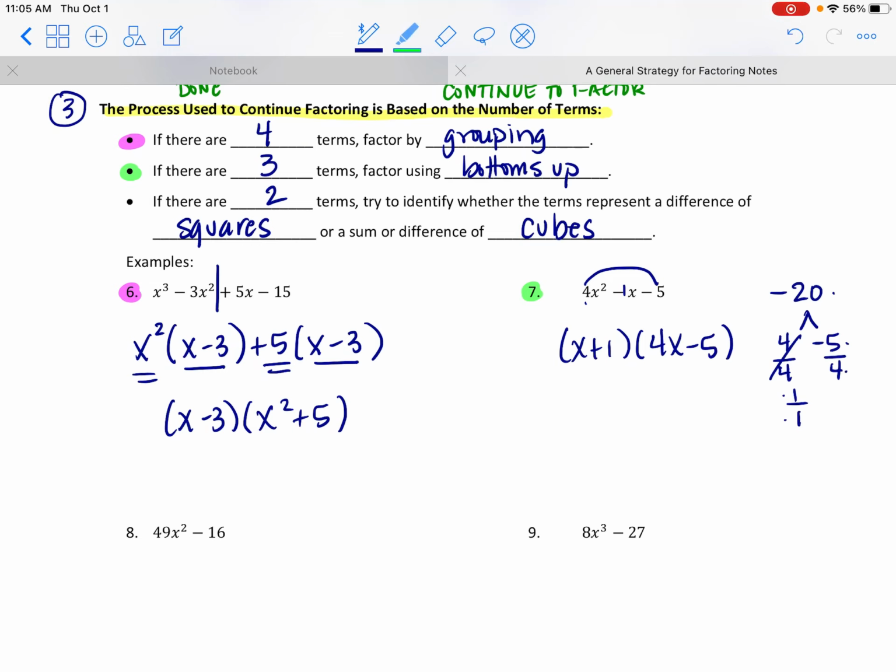All right, and then finally, if we have 2 terms, we're trying to identify whether we have a difference of squares or a sum or difference of cubes. So if we have squares, that's what we have here in number 8, we want to rewrite our terms as squares and then factor into conjugate binomials.